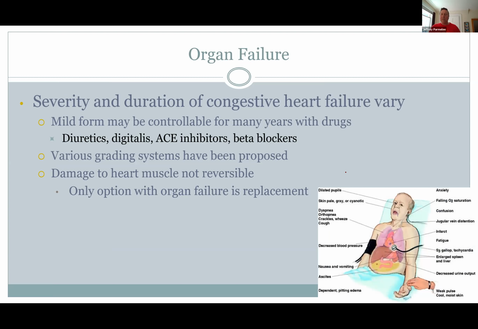And so congestive heart failure, you can have people that have that die quickly, or people that live a long time with medications. And so grades of this have been proposed. You have these symptoms, and you can control them with various drugs to allow you to live quite a long time in some cases. So there's gradations of congestive heart failure. But once the heart is damaged enough, you need a new heart.